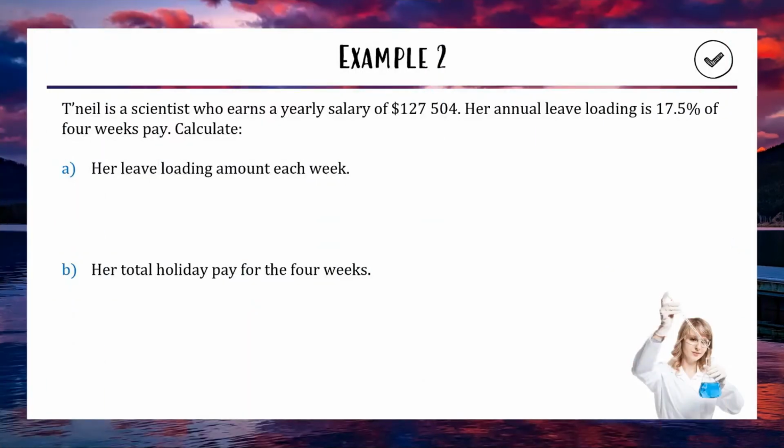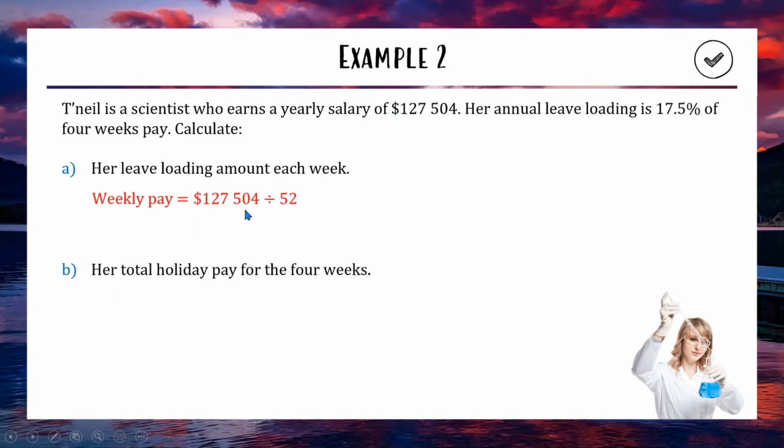Okay, sweet. Up next, we have Tennille, who is a scientist earning a yearly salary of $127,504. We have her annual leave loading, like I said, is 17.5% of 4 weeks' pay. So first thing we're going to calculate is her leave loading amount each week. Okay, so the leave loading, as we mentioned, is the increase in your pay for every week you're on holiday. So first question is asking us, how much extra is Tennille going to be paid each week when she is on annual leave? So first thing we need to find is how much Tennille would normally earn each week. So we're going to divide our annual salary by 52.